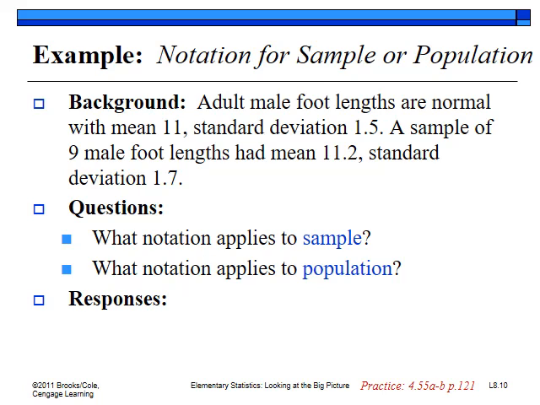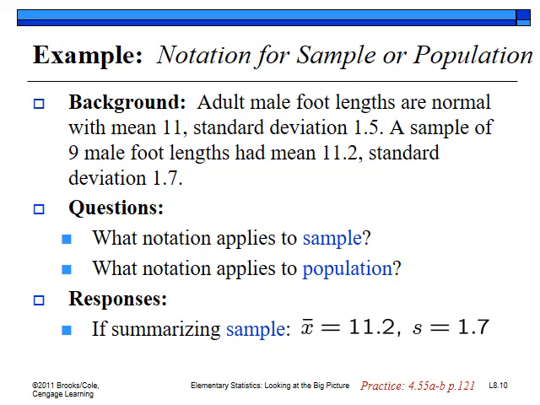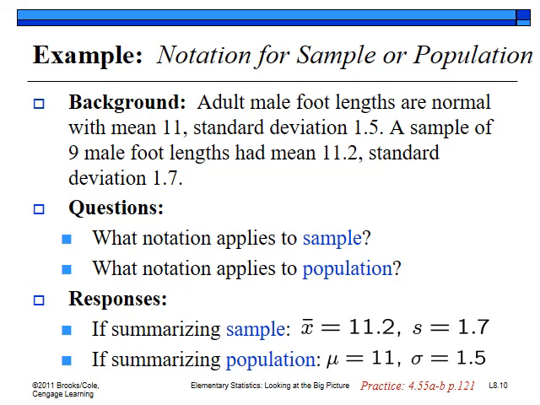We're given a population with mean 11 and standard deviation 1.5, and a sample with mean 11.2 and standard deviation 1.7. So we'll say X bar is 11.2 and S is 1.7, and we'll say mu is 11 and sigma is 1.5.